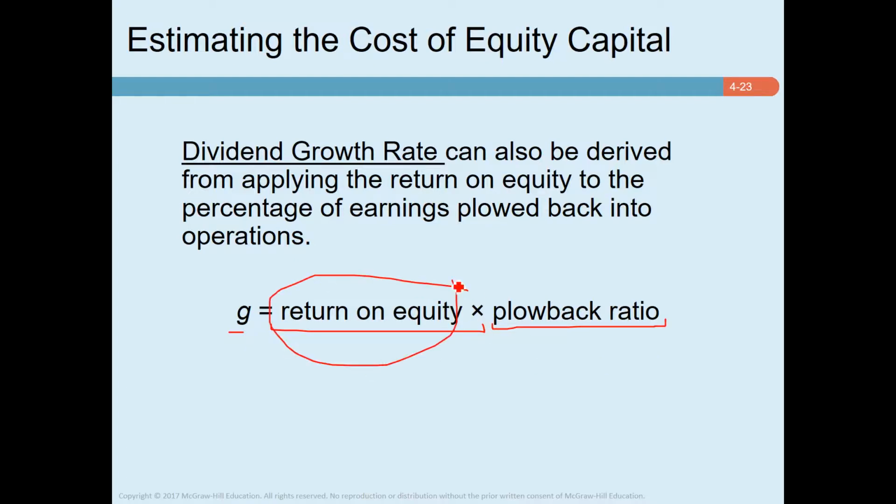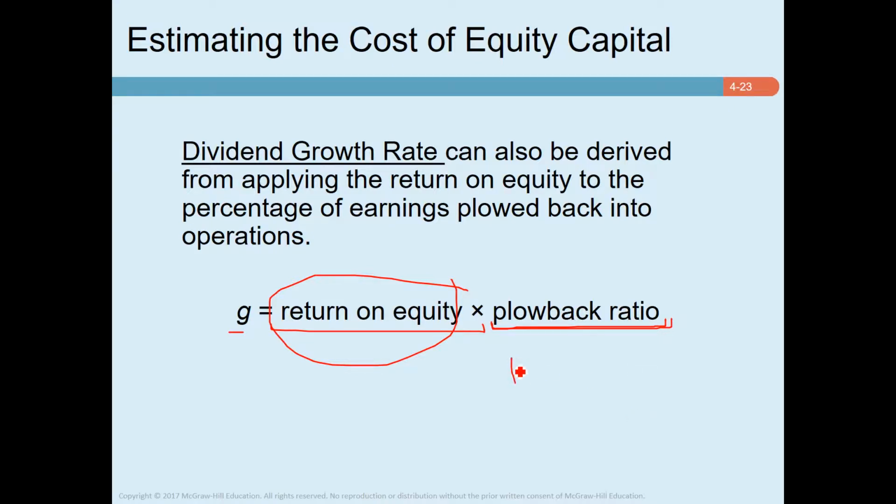Well, what is this return on equity? I already mentioned that return on equity is the return generated by a firm on its equity capital, okay? And plowback ratio is the proportion of the profit that is retained with the firm for reinvestment. Plowback ratio can also be known as 1 minus dividend payout ratio. So what is dividend payout ratio? Dividend payout ratio is the proportion of the profit that is distributed as dividend.